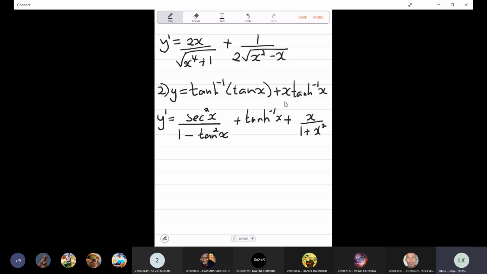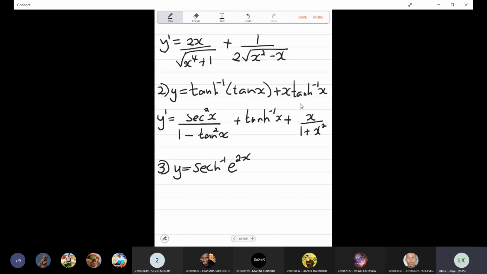Okay, then if you can simplify it further, then you go ahead and do that, but I would just leave it like that. Number 3, y is equal to inverse sech of e to the power of 2x.